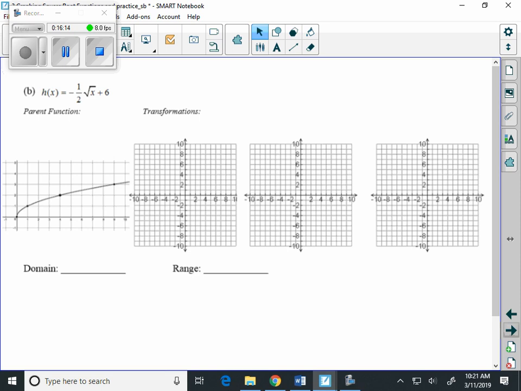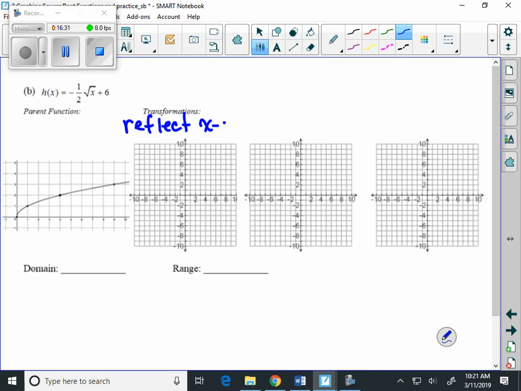H of x equals negative 1/2 times the square root of x plus 6. First transformation is the negative. Negative is separate from 1/2. The negative is going to cause us to reflect over the x-axis.